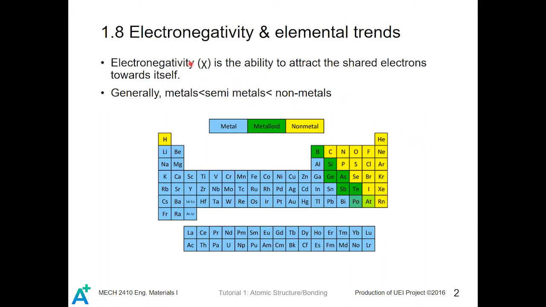Metals will form metallic bonds, in which they give up their electrons. Semi-metals are between metals and non-metals. Non-metals tend to accept electrons to form covalent bonds or ionic bonds.